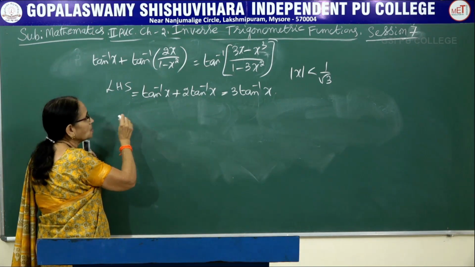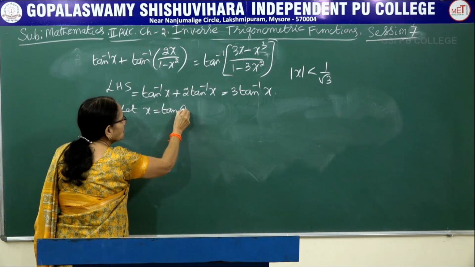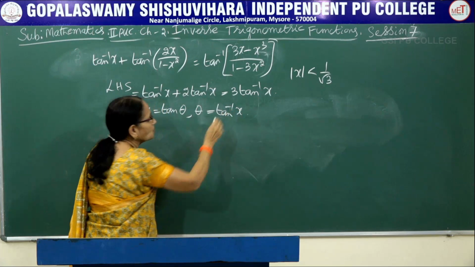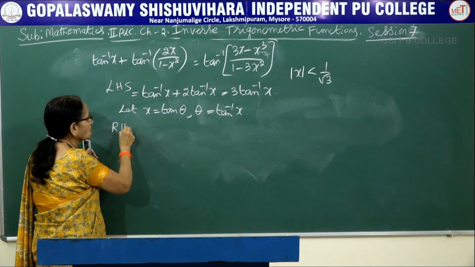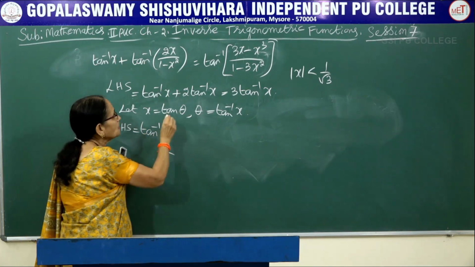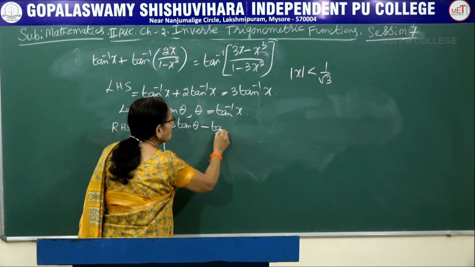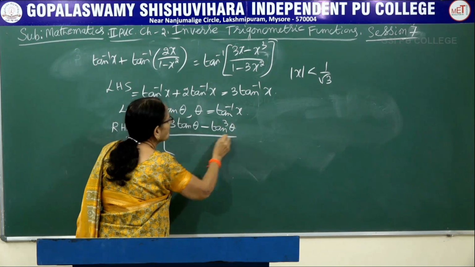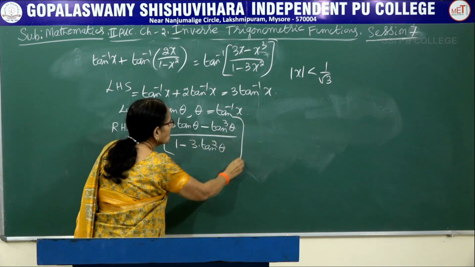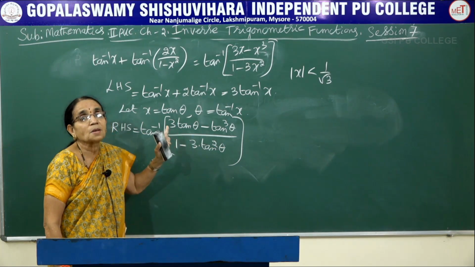Now, for the right hand side part, I make an assumption, that is, let x be equal to tan theta. Then, what would be theta equal to? It is tan inverse of x. Now, start the right hand side. Right hand side is tan inverse as it is. Now, 3x, that is 3 tan theta, x cube, that is tan cube theta, divided by 1 minus 3 into tan square theta. Look at the function inside the bracket. It is nothing but the multiple angle formula tan of 3 theta.